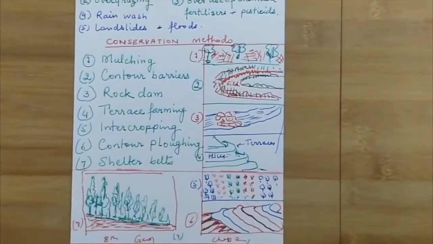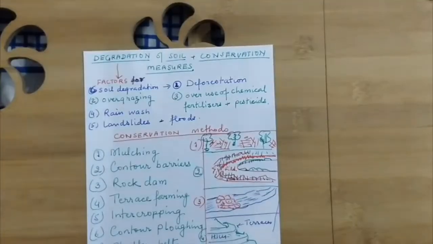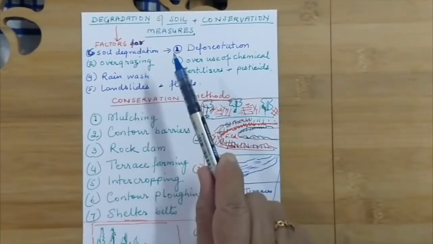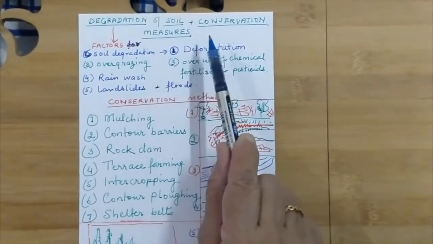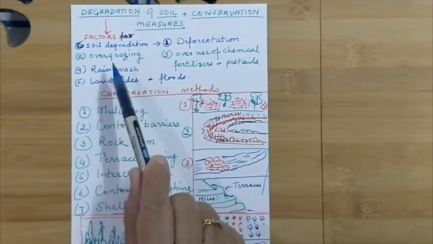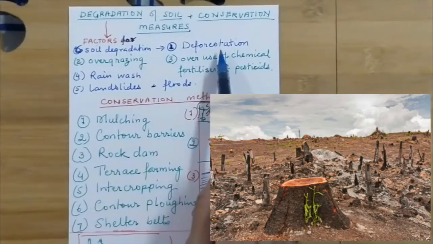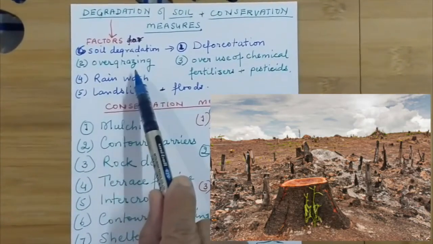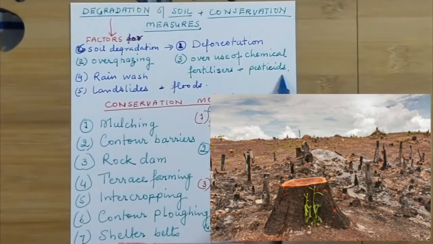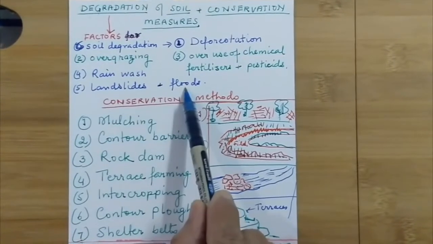Next, we find our soil is actually degraded. So what leads to degradation of the soil? Degradation factors for the soil are, first, deforestation. We cut down a lot of trees. Second is overgrazing. Third is overuse of chemical fertilizers and pesticides. Fourth is rainwash. Fifth, landslides and floods.